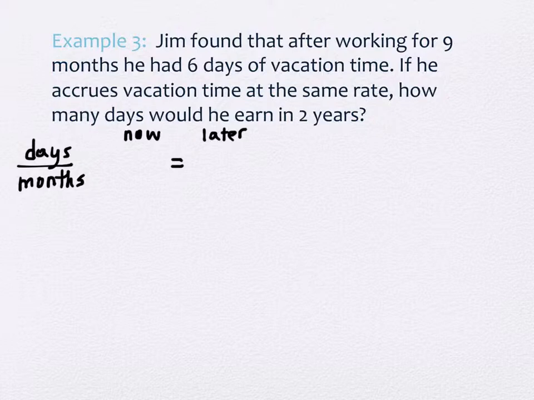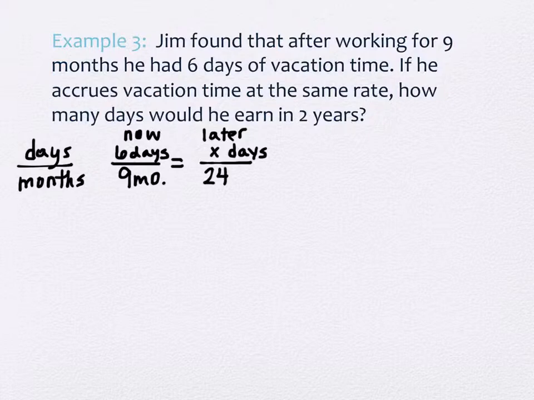So if we set the problem up like this, somebody tell me what values I'm going to get inside my fractions. Okay, so he has 6 days now. And how many months has he been working? 9 months. Okay, what are we going to do later? X. We don't know the days. That's kind of what we're trying to find. Over 24 months. Excellent. So we do need to make sure that the units match in order for this to work, right? So we can't put like 2 in there because that would be 2 years, not 24 months.